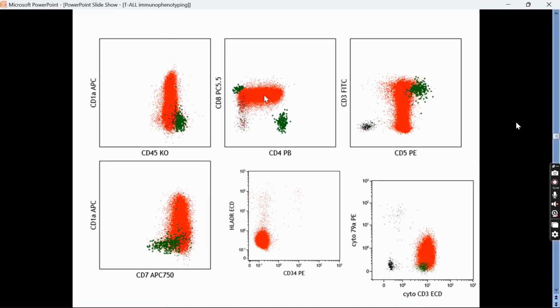CD4? Variable. Yeah, I would say variable, because it's touching almost the normal CD4 cells. CD8? Moderate. Moderate or dim? Again, I would say moderate. That's very difficult. Moderate or dim? I would say moderate to dim. That's it, moderate to dim. And how about CD5?